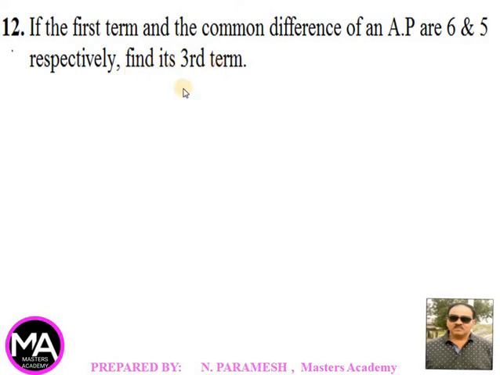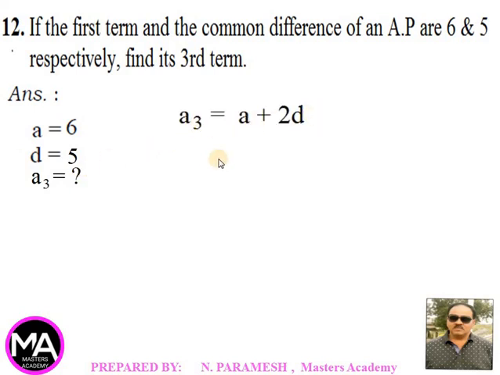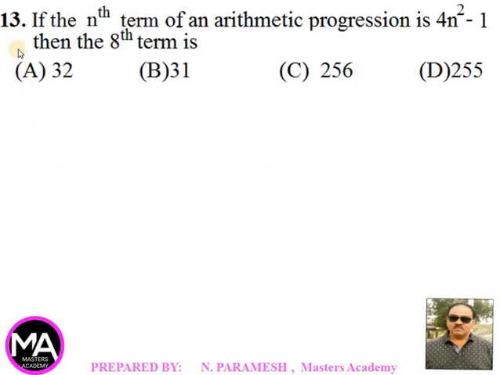12th question, if the first term and the common difference of an arithmetic progression are 6 and 5 respectively, find its third term. Answer, a is equal to 6, d is equal to 5, a3 question mark. a3 is equal to a plus 2d is equal to 6 plus 2 into 5 is equal to 10 plus 6, 16.